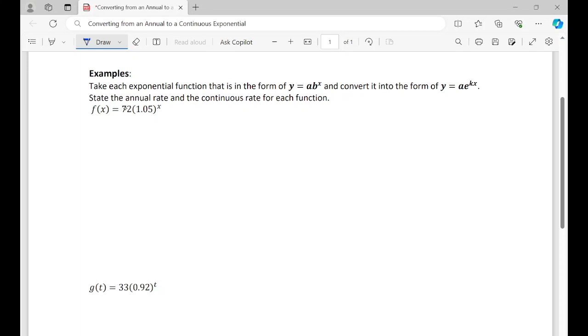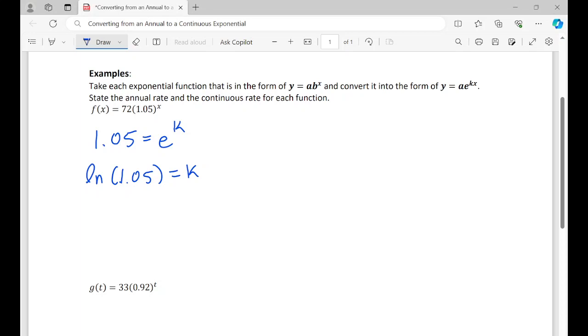f of x equals 72 times 1.05 raised to the x. So we're going to convert it into the continuous form, so I'm going to take what's in the parentheses, 1.05, and set it equal to e to the k. Now I'm going to solve, and it's very easy to solve. I'm going to take the natural log of both sides so I can get the k down and get rid of the e. So I'm going to have ln 1.05 equals k.